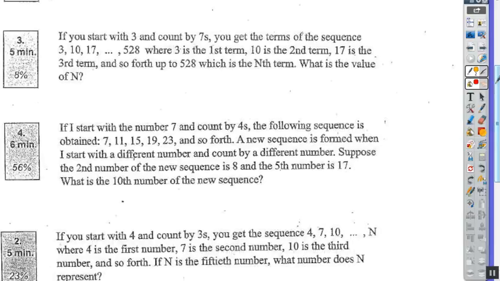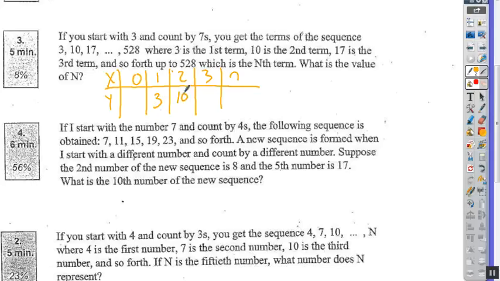All right, third problem. If you start with 3 and count by 7s, you get the same sequence. We want to know what is the value of n when your dependent variable is 528. So let's set up our table: 0, 1, 2, 3, n. This is our x value, this is our y value. I don't know the value of my 0 figure. 3, 10, 17, 24, 31.